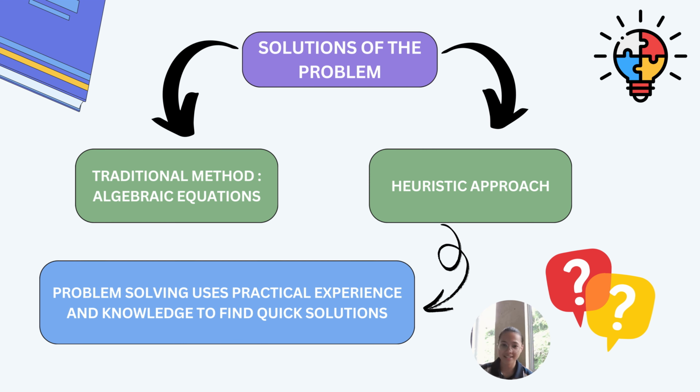So next is the heuristic approach. For this heuristic approach, problem solving uses practical experience and knowledge to find quick solutions. So instead of using the traditional method, how can we solve this problem quicker using the heuristic approach? So let's see.